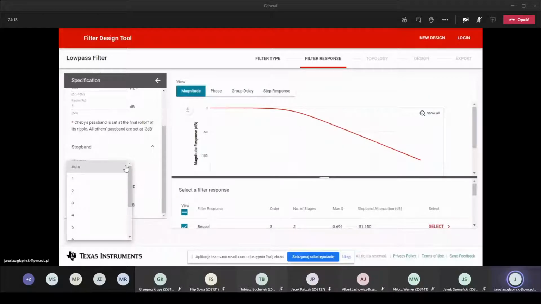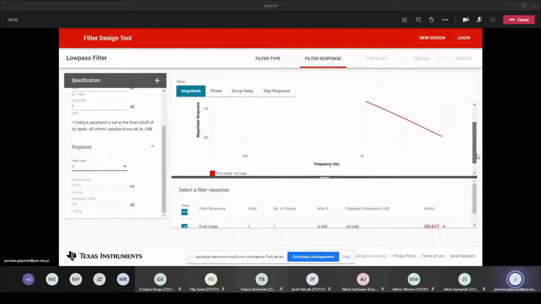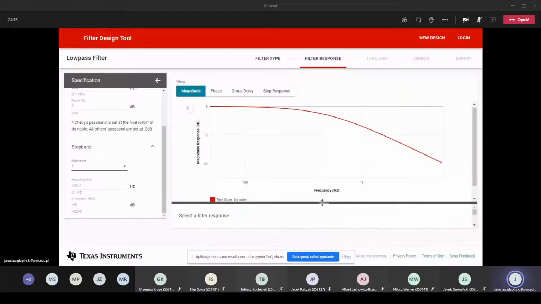order of the filter. The easiest one, let's start with the order 1, so with 20 decibels per decade, and you can see that the magnitude response for the frequency is like this. 500 hertz will be like here, so the 3 decibels drop of the signal will be here.